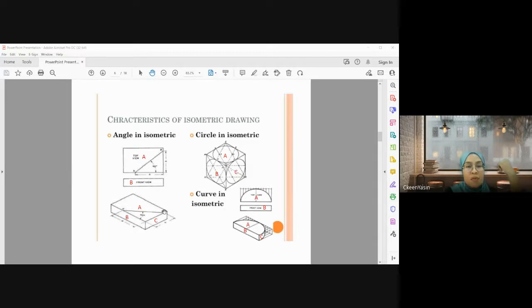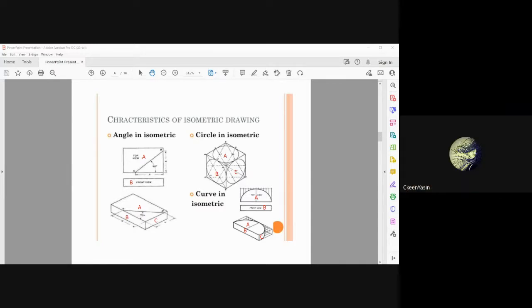If you have a square or rectangular, if you have a circle, and if you have the half circle, this is how you draw. Can you understand this? Yes. Understand? Okay. All right.